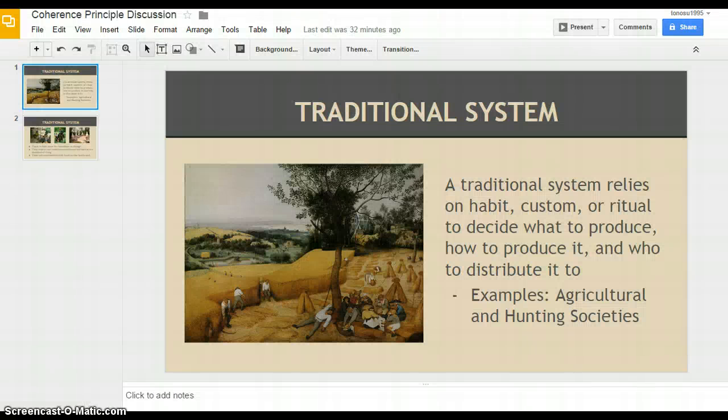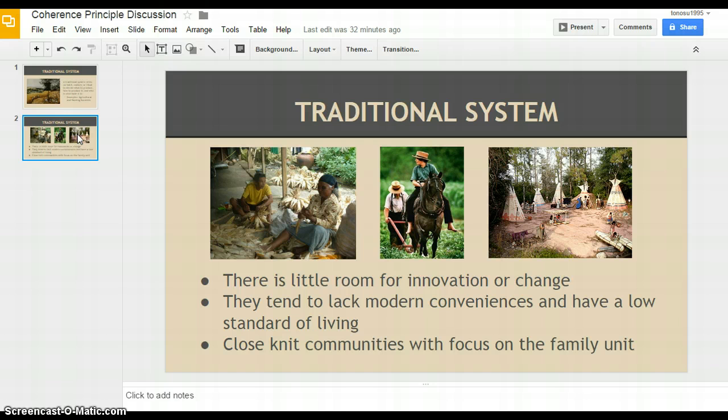In my slide, I did the traditional system. I gave the three characteristics, but then I gave pictures that were more in tune to what the three bullet points were talking about. You'll see that with the Amish, there is no room for innovation or change. They've been that way for several years. They tend to lack modern conveniences. If you look at the picture on the right of the teepees, close-knit communities would focus on the family units. Again, the picture of the couple on the left also adds to the material that's being presented.